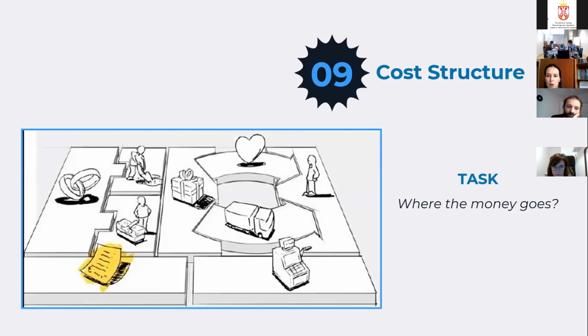And we are now at the end, at the last block of the business model canvas, which is very important. This block is the cost structure. So the final step of the business model canvas is to ask ourselves, how much is it going to cost to run this business model? Here we just have to give a snapshot of where the money goes.